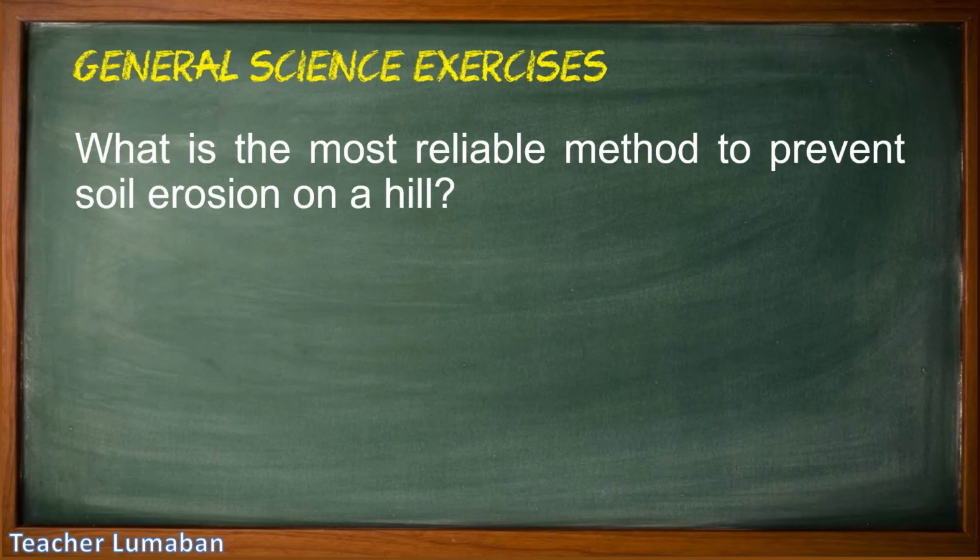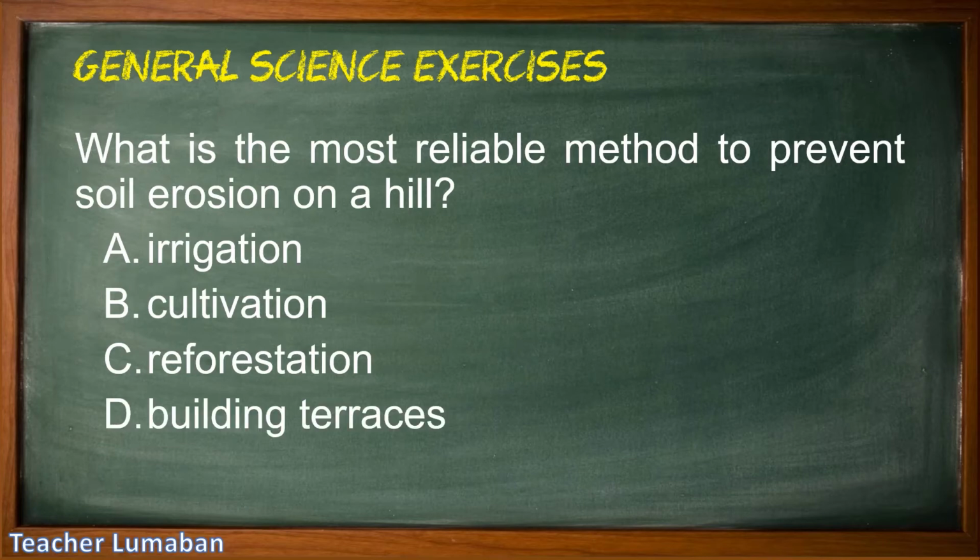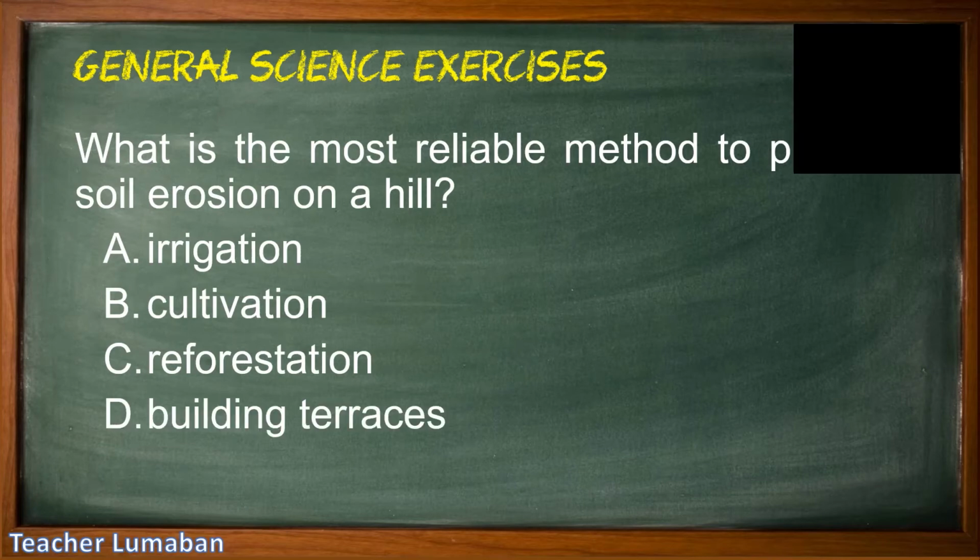What is the most reliable method to prevent soil erosion on a hill? Letter A, irrigation. Letter B, cultivation. Letter C, reforestation. Letter D, building terraces. Please choose the suitable answer to the following choices in 5 seconds.